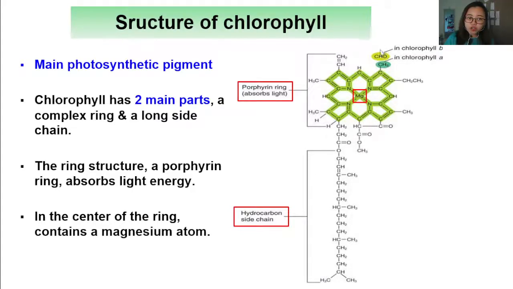And over here, you would have the slightly different structure. Okay, if you are looking at a chlorophyll A molecule, at this end over here, it will be a CH3. But if you're looking at a chlorophyll B molecule, at this end of the ring, you will have CHO.